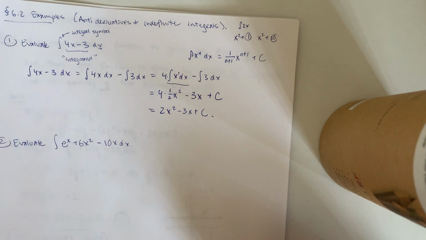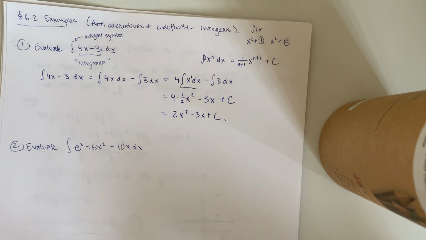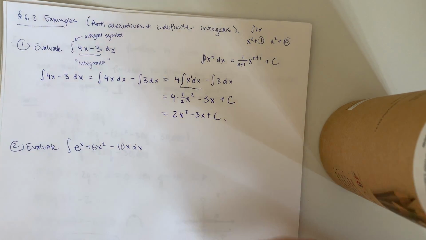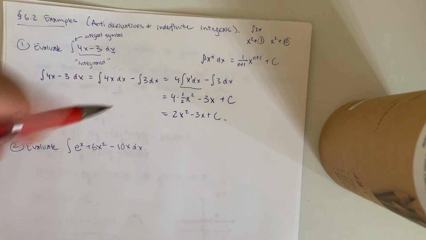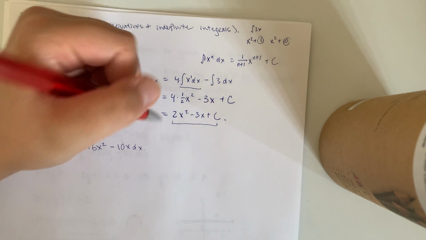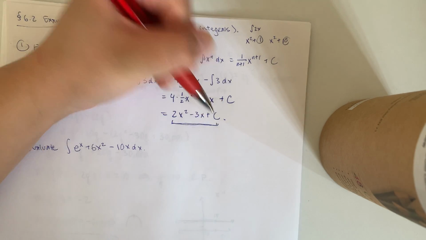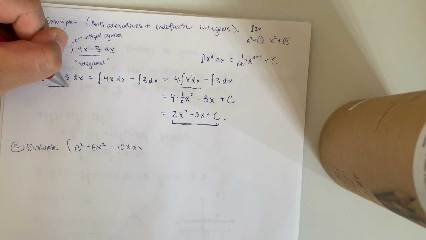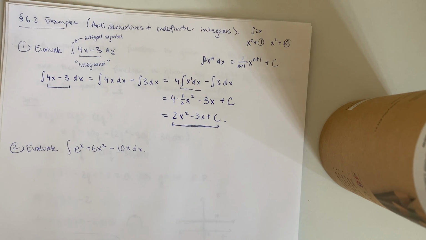So even though this is a new computational skill and it's a little bit hard because you're going backwards from this thing that you just learned, differentiation, you can check your answer very easily. If you integrate this and if you differentiate 2x squared minus 3x plus c and get 4x minus 3 back, then you've done the problem correctly.